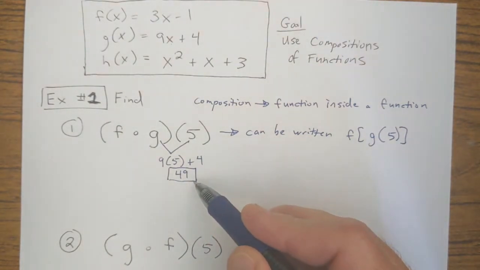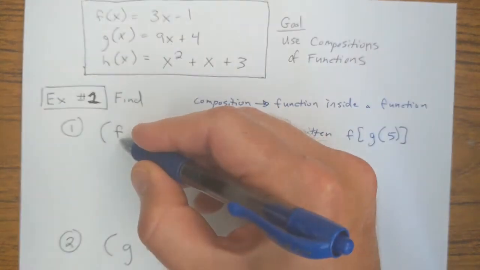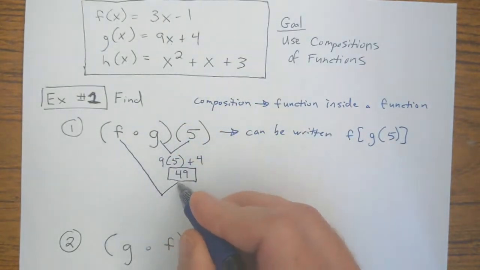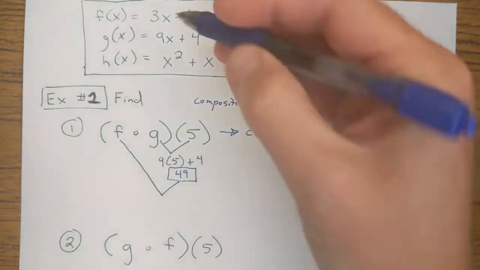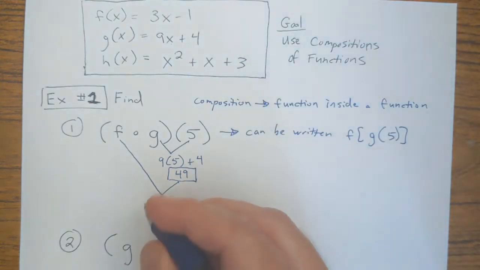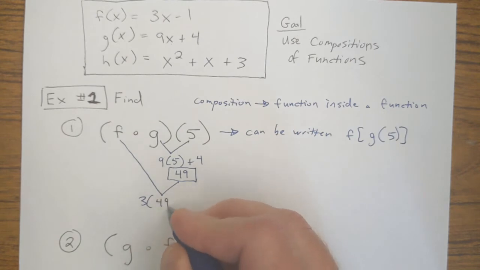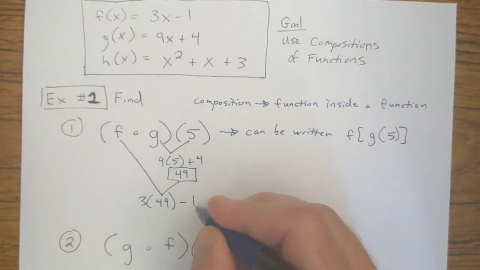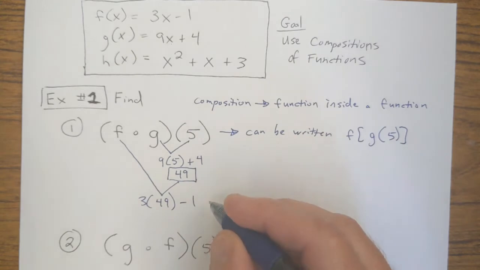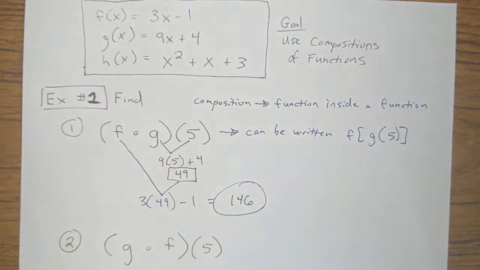But now that I have this output of 49, I have to take this output 49 and input it into the f. In other words, I'm going to take away this x and replace it with this input of 49. Instead of 3 times x minus 1, I'm going to do 3 times 49 minus 1. Now this would be my final answer, 146.